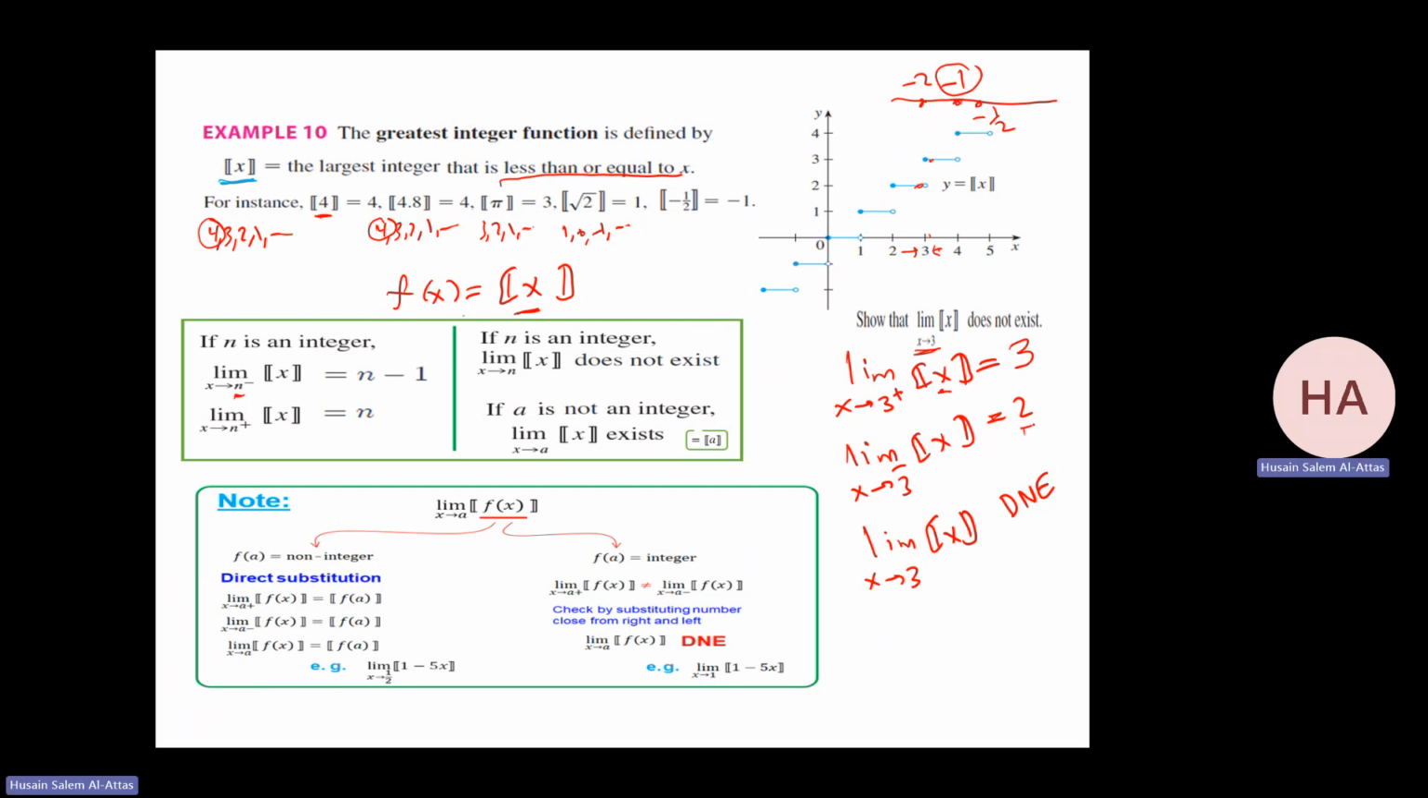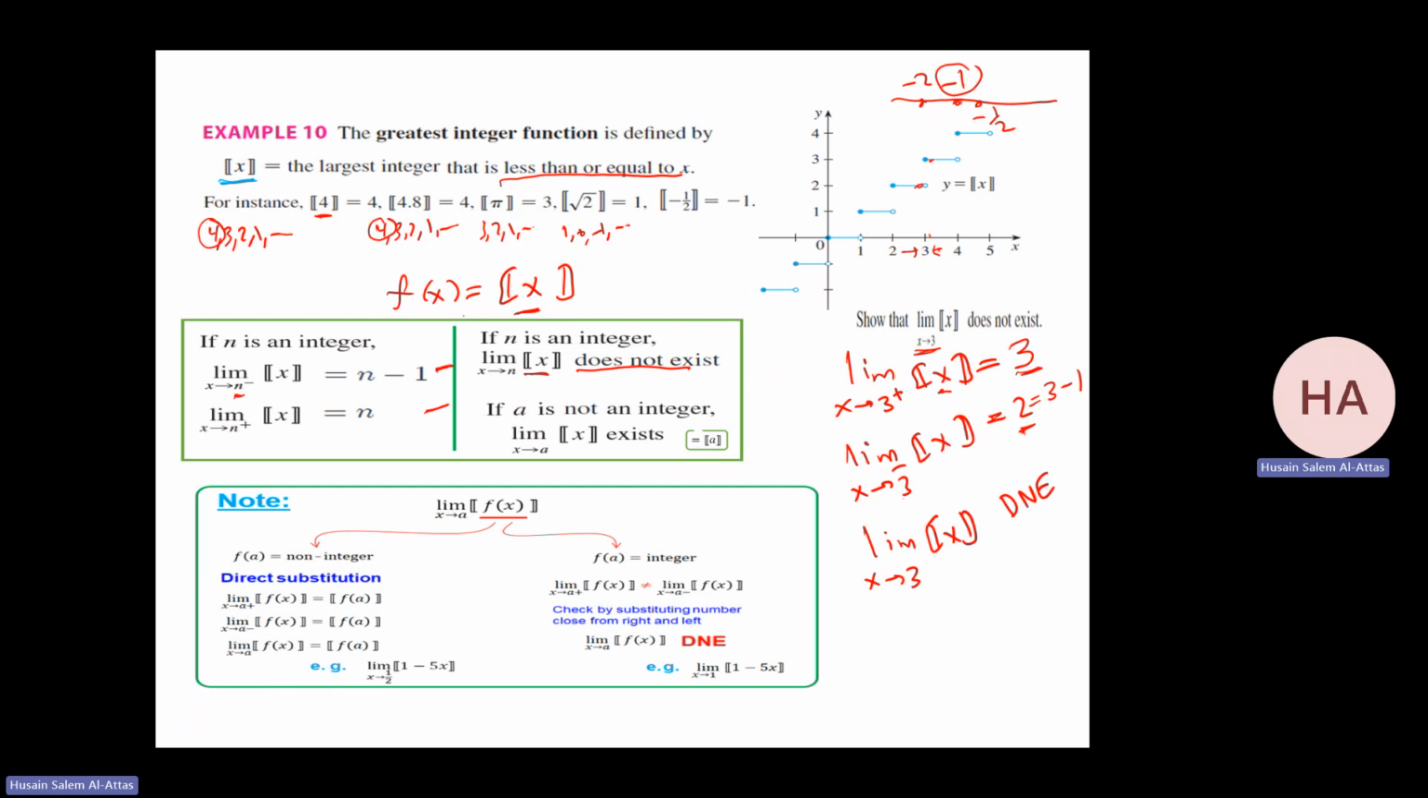As x goes to 3 from the left, it will be less than 3. It's not 3, it's 2, which is 3 minus 1, and so on for any n. But from the right, it will be the same value, 3. So if n is an integer, what is the limit of the greatest integer of x as x goes to n? It does not exist, because left is not equal to right.